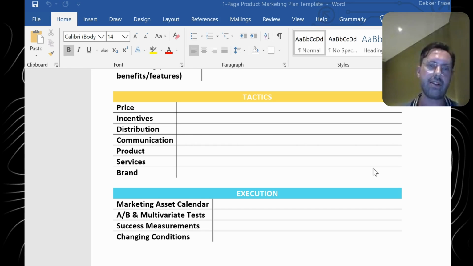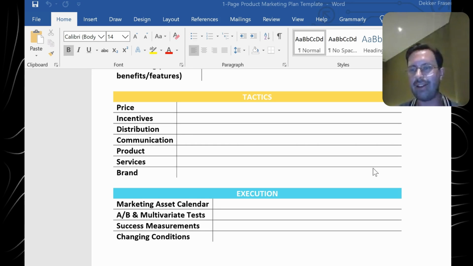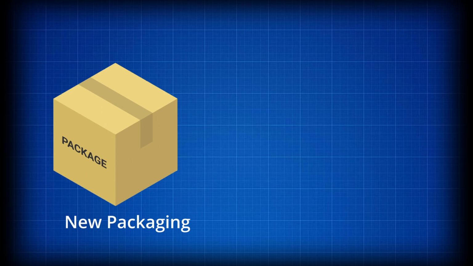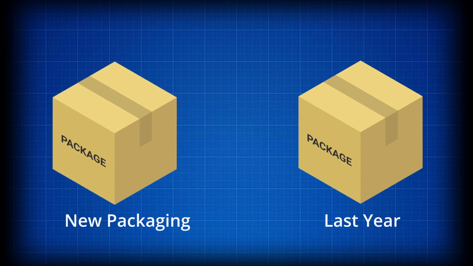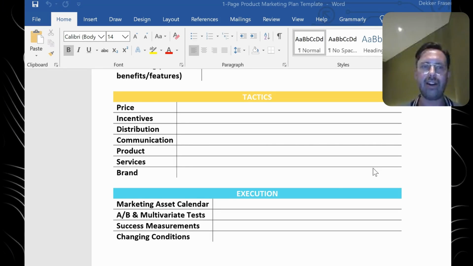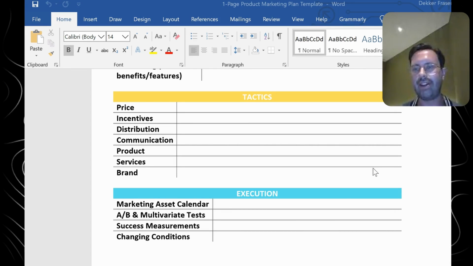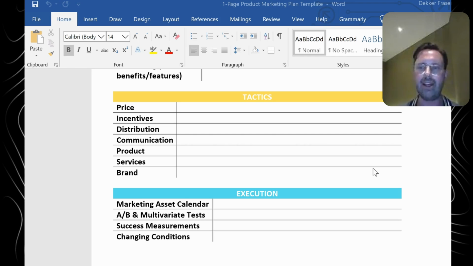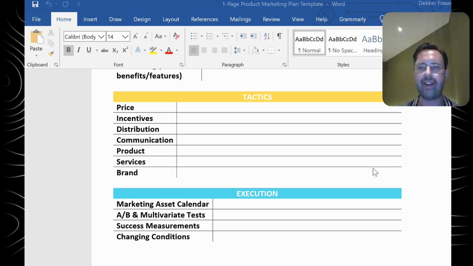Your product, what are the specific features? What are the add-ons? What are the new releases that you're putting out? What is different about the new packaging that is going to go out this year versus last year? The services that are added onto your product. Is it that you have an exceptional warranty, an excellent customer success team, customer service that's 24/7?